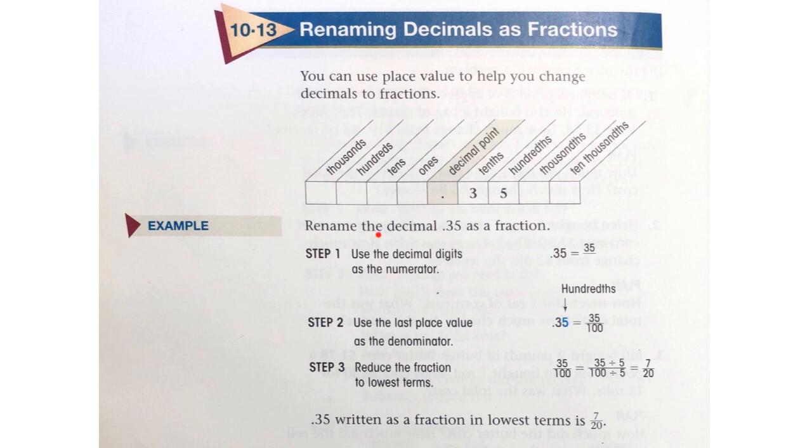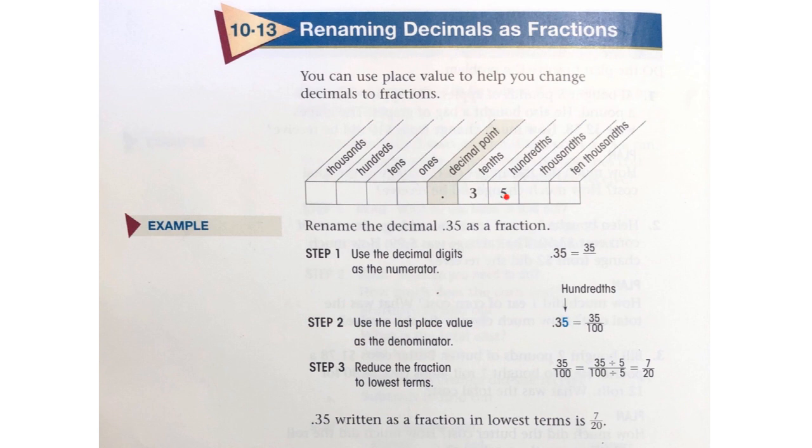Now, for example, let's rename the decimal 35 hundredths as a fraction. Step 1, use the decimal digits as the numerator. So the actual numbers that you see, the 35, goes on top of the fraction, which is called the numerator. You put the fraction line, and then step 2, use the last place value as the denominator.